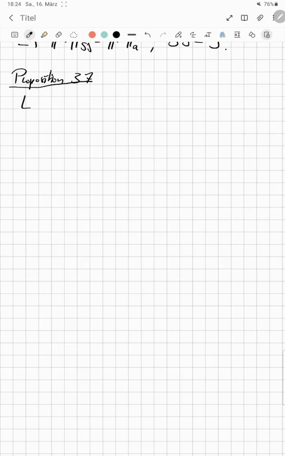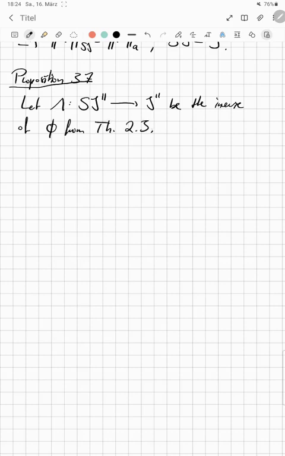We now go over to our first proposition, 3.7, which states that if lambda, this is a capital lambda, which is an isometric isomorphism from Sj dash dash to J dash dash, and this is defined in the following way. It's the inverse of phi from theorem 2.3, which was the isomorphism between J dash dash and this sequence space right here, but it's in the other direction.